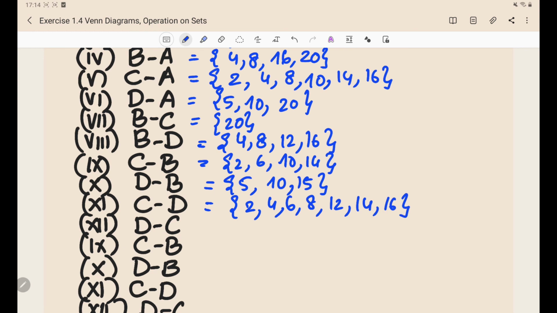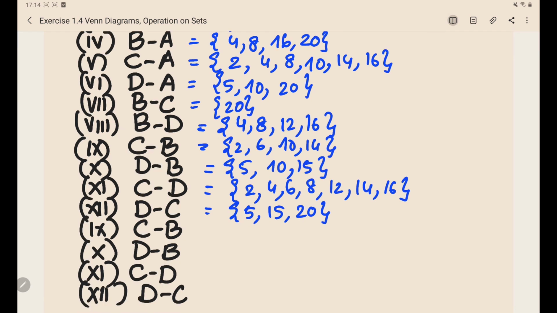Again in reverse, what is D minus C? All the elements like 5, 15, multiples of 5, 5, 15, 20. All these elements are the elements of D minus C. So that's all for this problem.